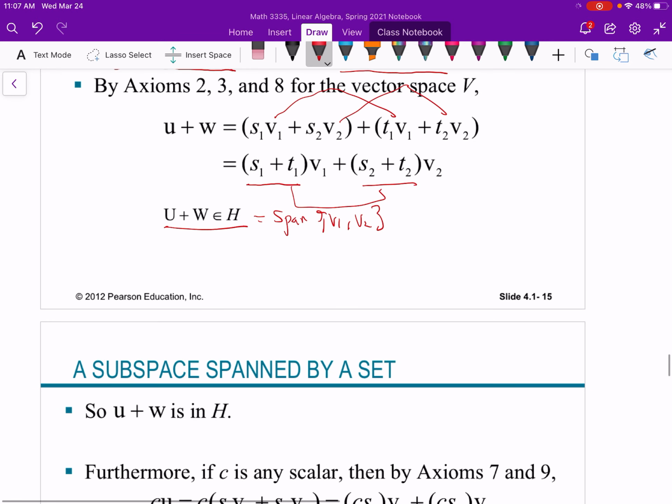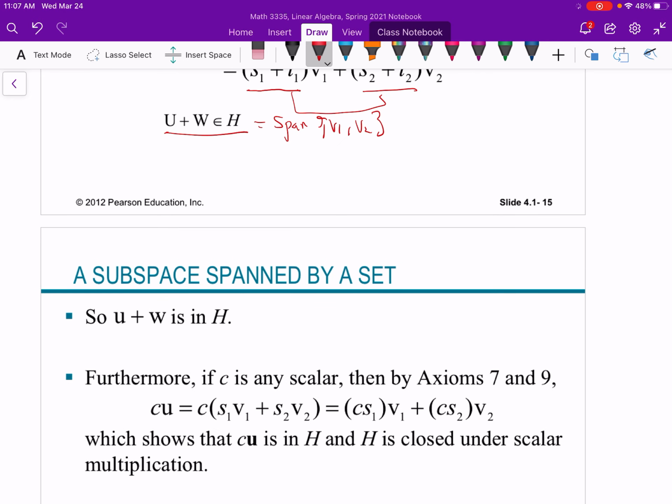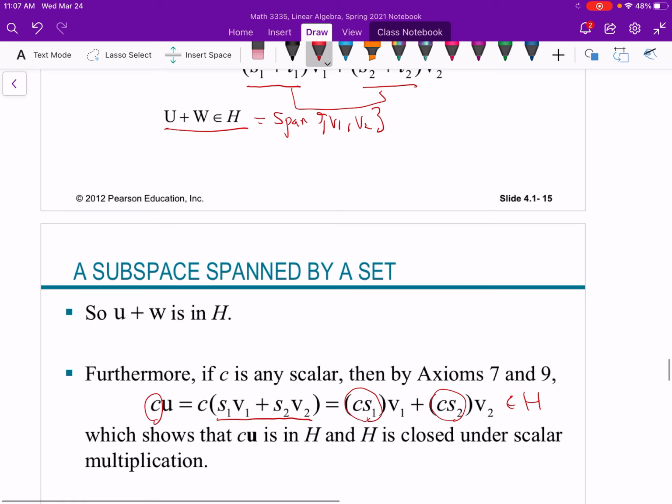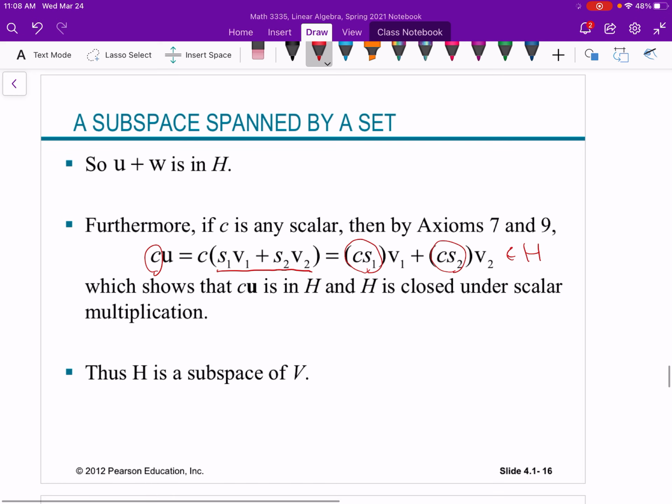Let's check whether it is closed under scalar multiplication. We pick a random element s1 v1 plus s2 v2 and multiply it by c. Following the multiplication rule, we can group c s1 together and c s2 together. That is a linear combination of v1 and v2. Therefore, it is an element of H. So H is closed under scalar multiplication. As a result, you satisfy all three requirements for being a subspace. So H is a subspace of V.